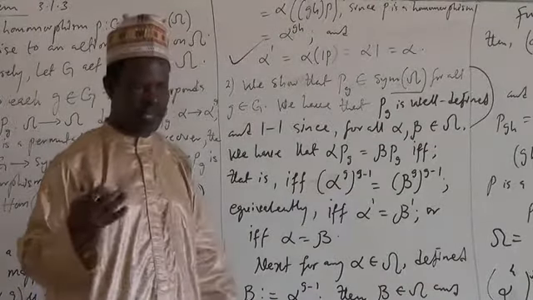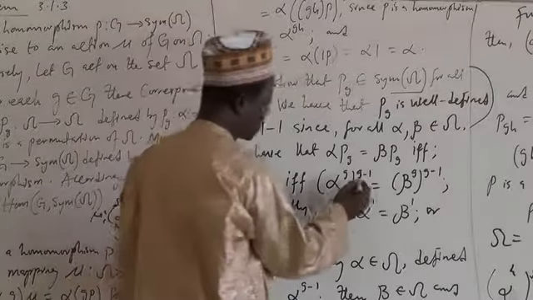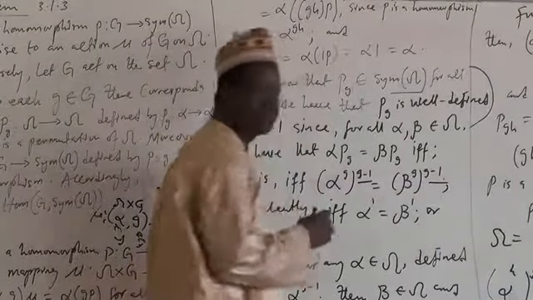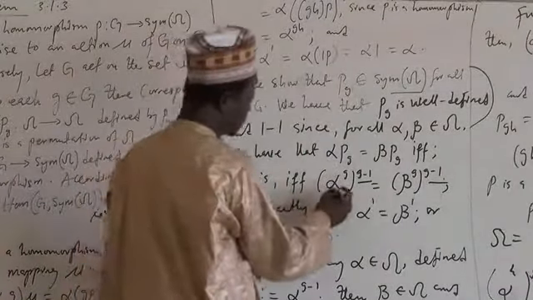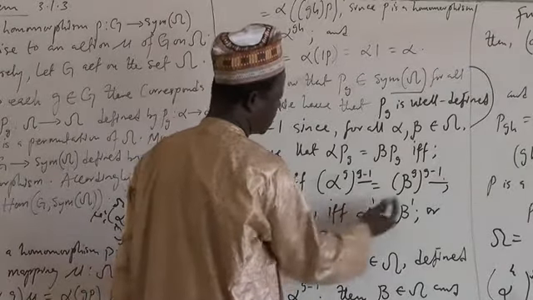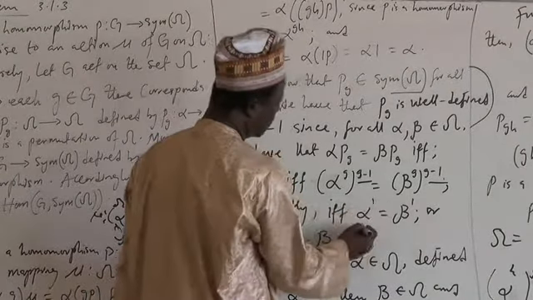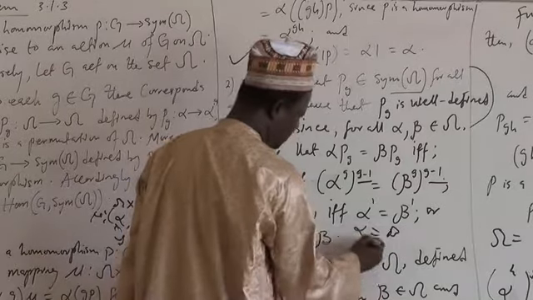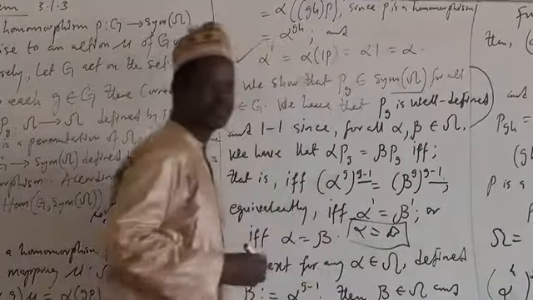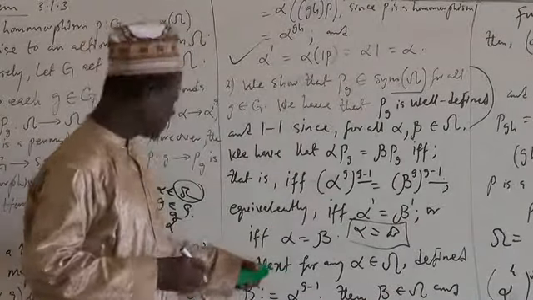You take the inverse, you use the cancellation law, take the inverse on both sides. When you do that, g g inverse will be 1. So you have alpha 1, beta 1. Alpha 1 we know is alpha, beta 1 is equal to beta, so that means alpha is equal to beta. So this is one-to-one.